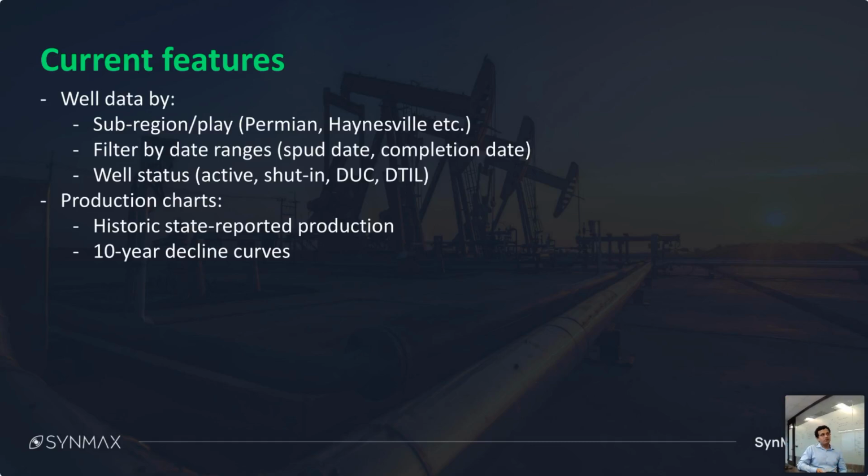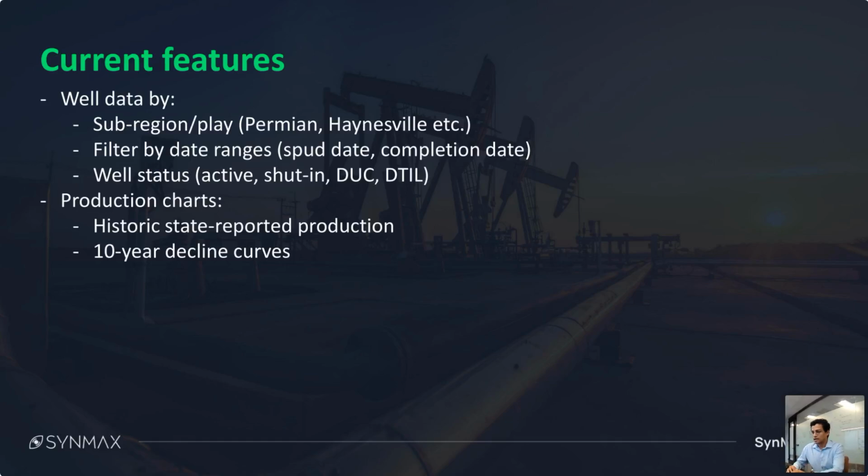In addition to that, we have production charts, which are both for historic state-reported production and also our own forecast. So there will be some wells which have not started reporting production yet from the state, but they are most likely active. So for those wells, you're going to see the complete decline curve, which is all forecasted. And for other wells which are active and have some state-reported production, we show decline curves which go out 10 years.